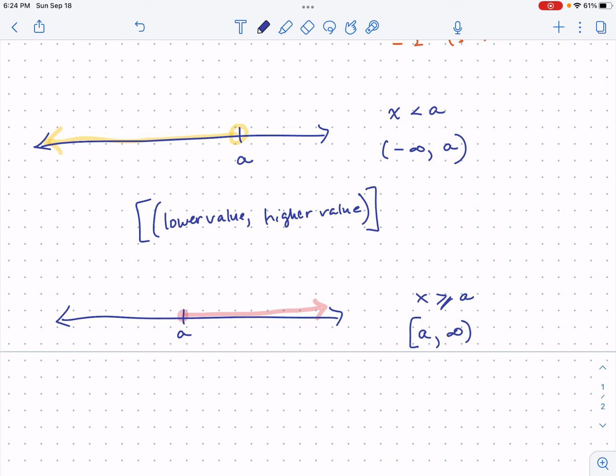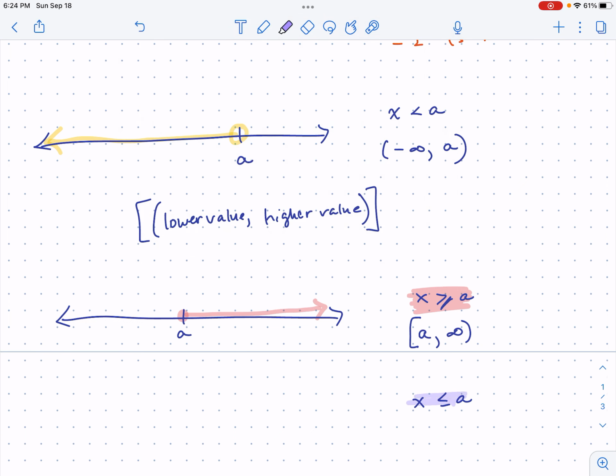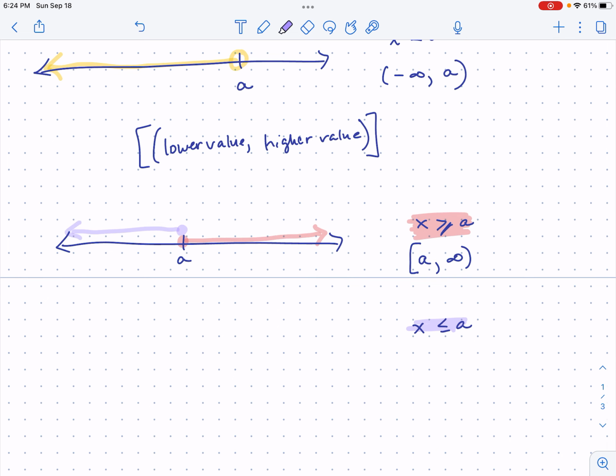And if we wanted to say all of the x's less than or equal to a, we could do that right on the same number line. So let's say the pink stuff is the stuff that's bigger than or equal to a. We'll make the stuff that's less than or equal to a purple. So that's going to look like, got a filled in dot there at a, and we're going to the left.